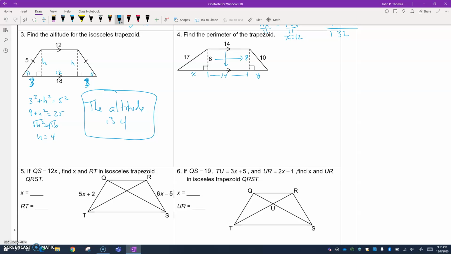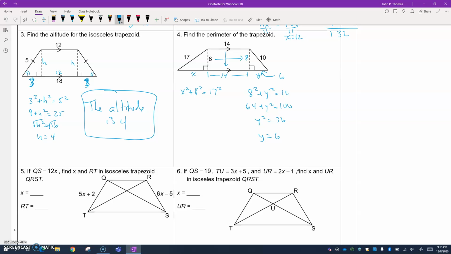So I'm going to do Pythagorean theorem twice here. So I've got x squared plus 8 squared equals 17 squared. That's going to give me x. And then over here, I'm going to do 8 squared plus y squared equals 10 squared. If I run through that, on this side I've got 64 plus y squared equals 100. So y squared equals 36 when I subtract, and that gives me y equals 6. So I know that piece is 6.